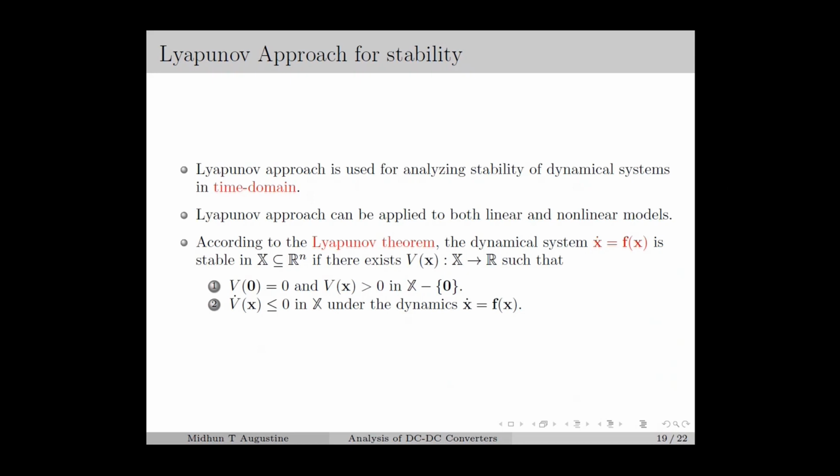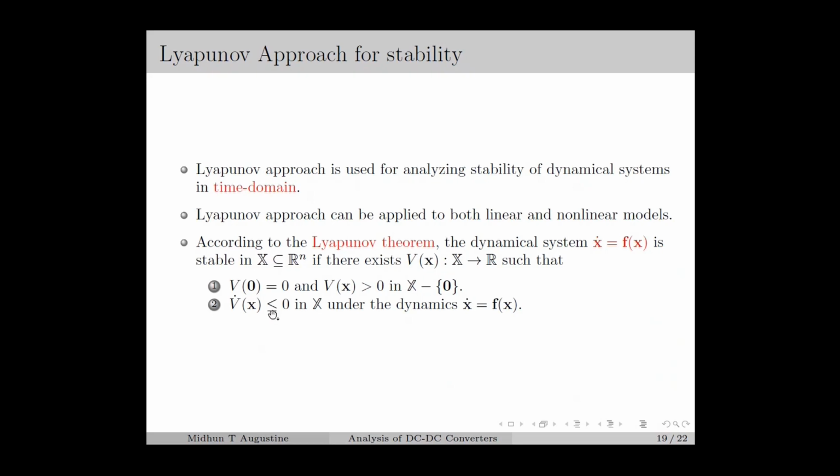Now, if the initial state is not at the equilibrium point, we have some non-zero value for the Lyapunov function initially. Then, the second condition ensures that the value of the Lyapunov function does not increase from its initial value. This ensures that the Lyapunov function remains bounded, which also ensures the state trajectory remains in a bounded region around the origin.